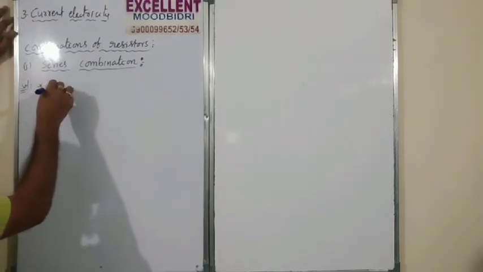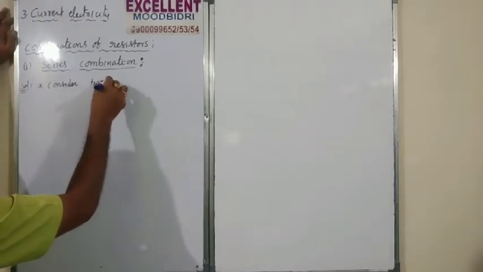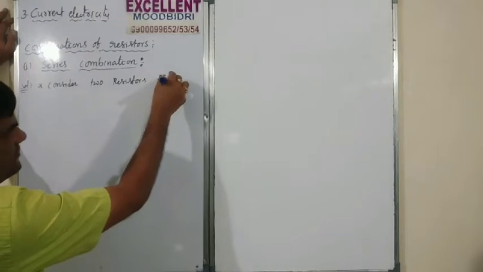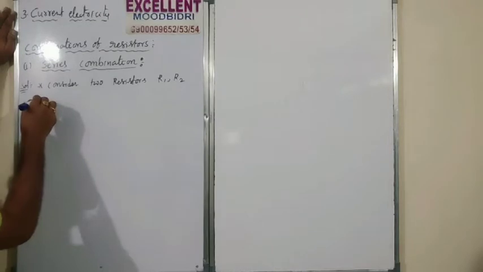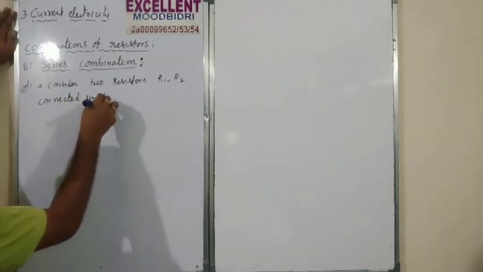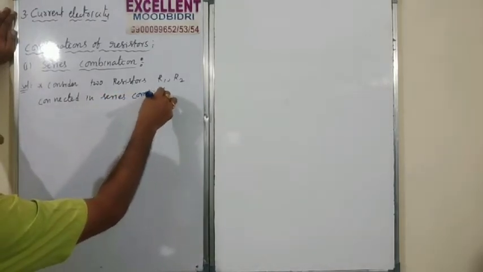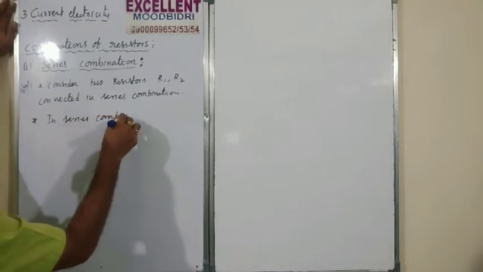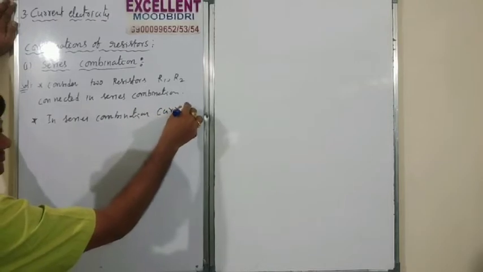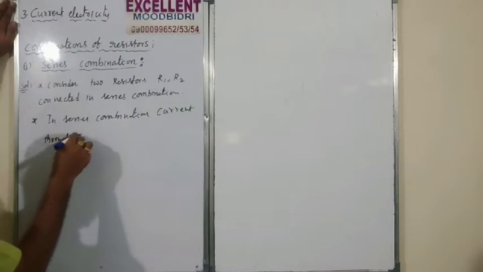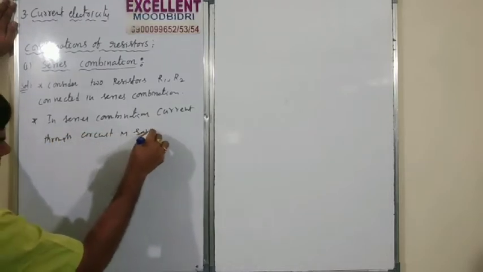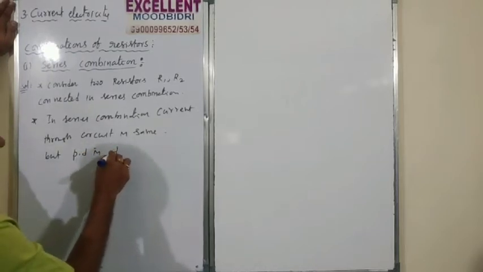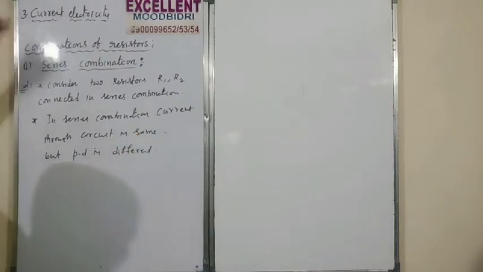First point: consider two resistors R1, R2 connected in series combination. Second point, very very important: in series combination, the flow of current through the circuit is the same, but the potential difference is different. Why is it different? That I will give you next.